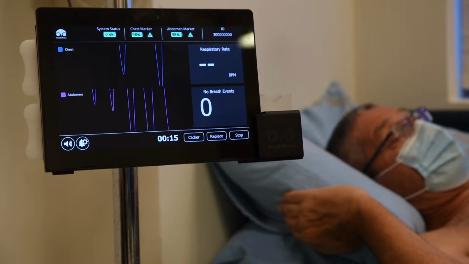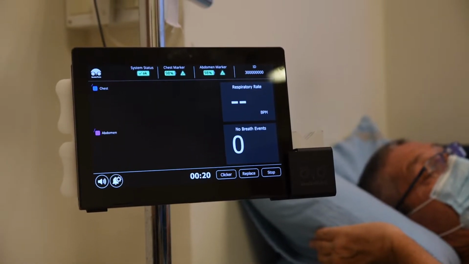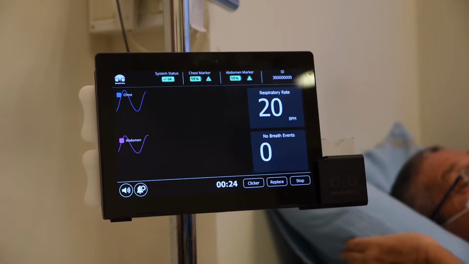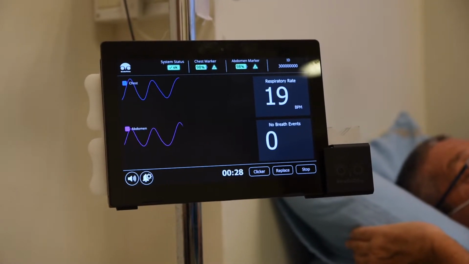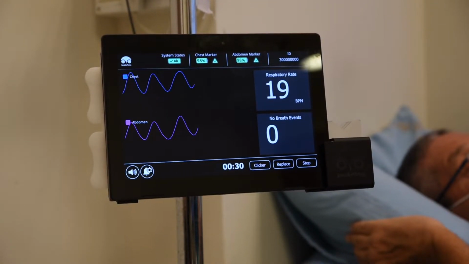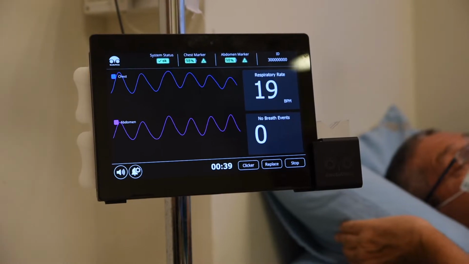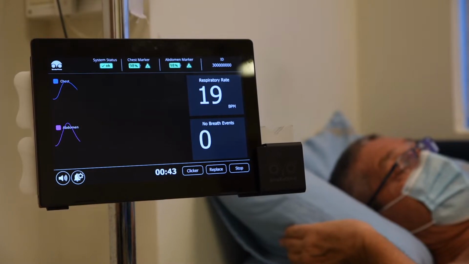And after a short period of calibration, we'll see that the system settles down into stable waveforms, which show how the patient is breathing, inspiration and expiration. And there we can see how the waveforms have stabilized. The upper blue, the chest, the lower, the abdomen. And if we look at the monitor, we see that the patient is breathing 19 breaths per minute, and there are no abnormal breathing events.